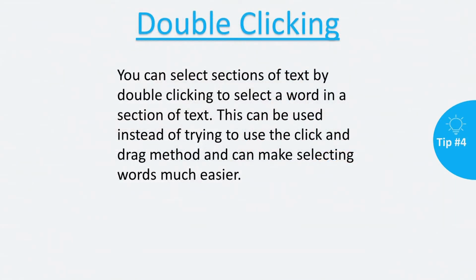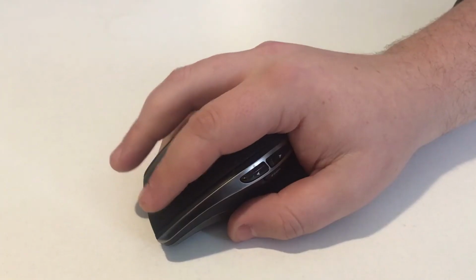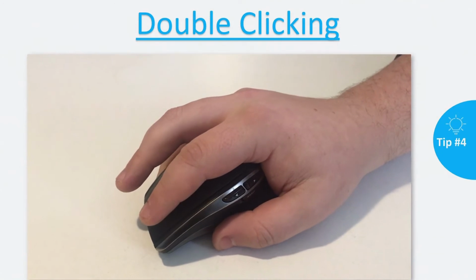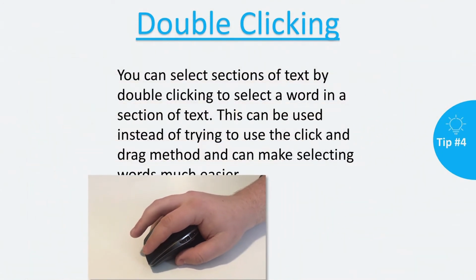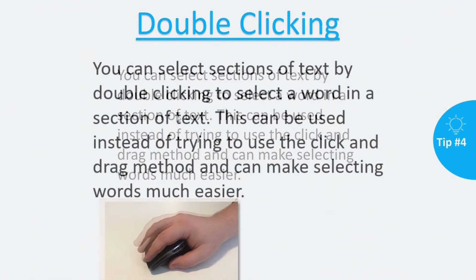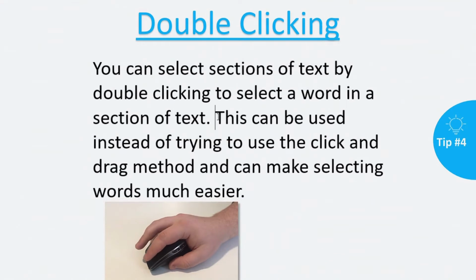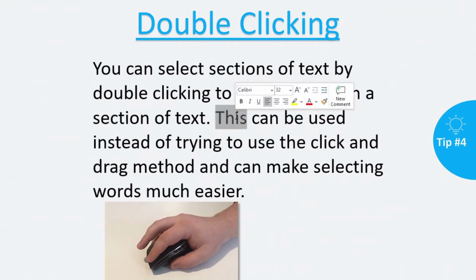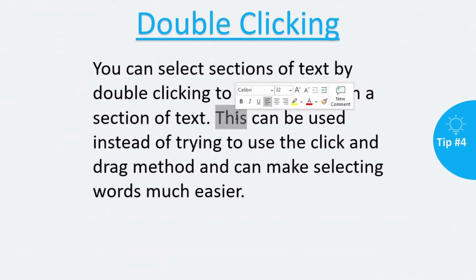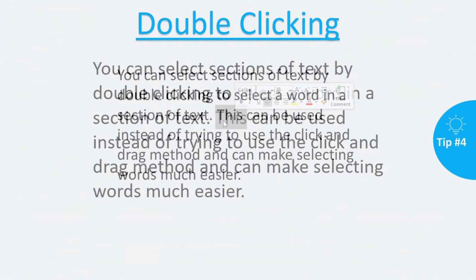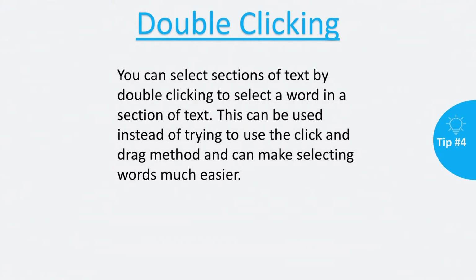Double clicking. So double clicking is what you would do to open up a file or to launch an application on your computer. Double clicking is done using the left mouse button and can also be used while in a Word document or on a web page. By double clicking on a word in a text, you will highlight the selected word. This can make text selection on a web page a lot easier for you, and it's a lot easier than using the drag and drop method.